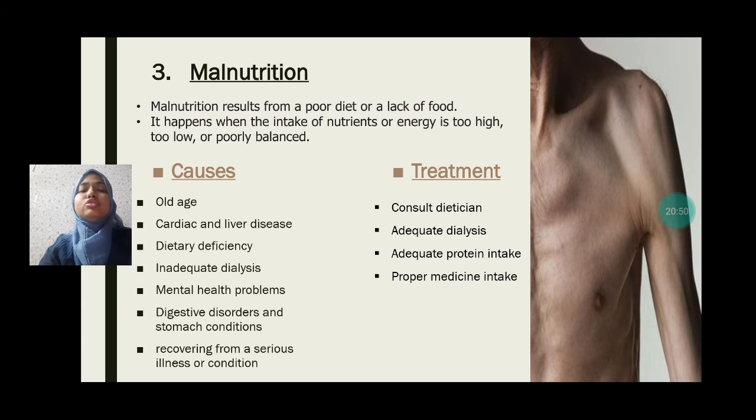Malnutrition: malnutrition is a result of poor diet or lack of food. Already CKD patients are given a lot of diet restrictions in water and food, like they don't have to eat this, they don't have to eat that. So because of that also malnutrition is seen in CKD patients. It happens when the intake of nutrients or energy is too high, too low, or poorly balanced.